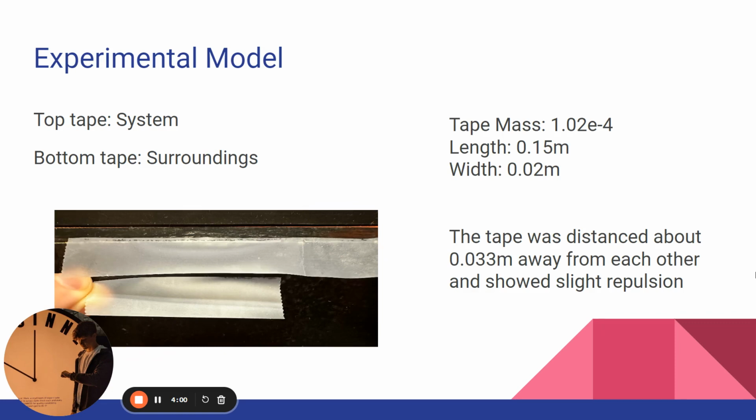So for the experimental model, the top tape was considered to be the system and the bottom tape was the surroundings. The tape mass was found to be 1.02 times 10 to the negative 4 grams. Length was 0.15 meters and width was 0.02 meters. The tapes were distanced about 0.033 meters away from each other and showed slight repulsion.